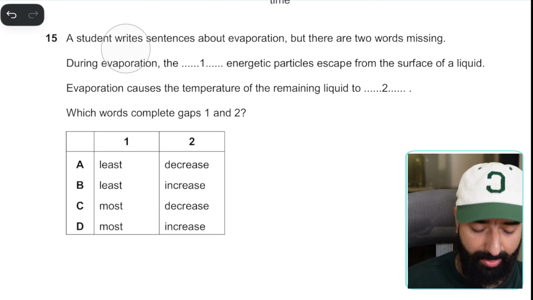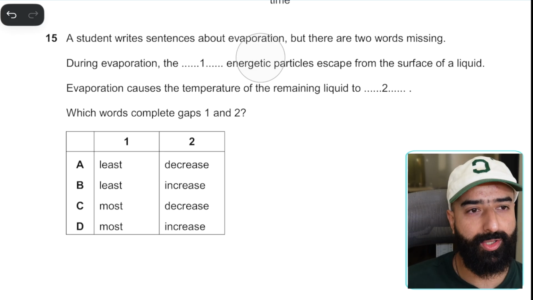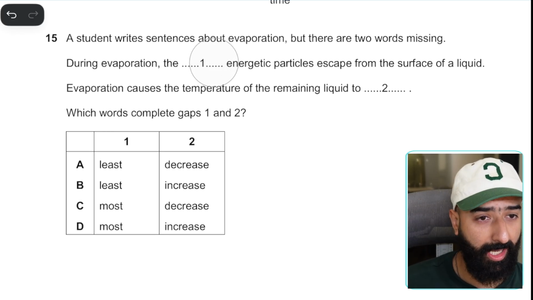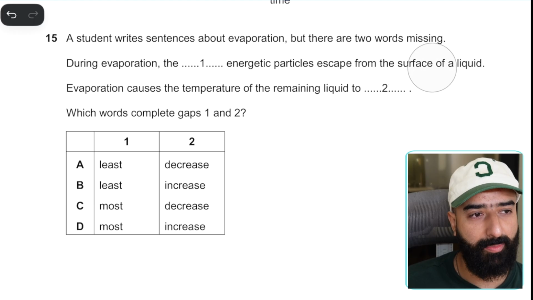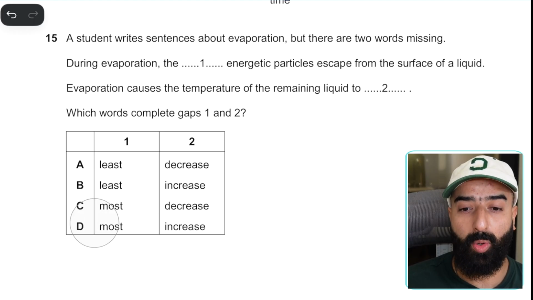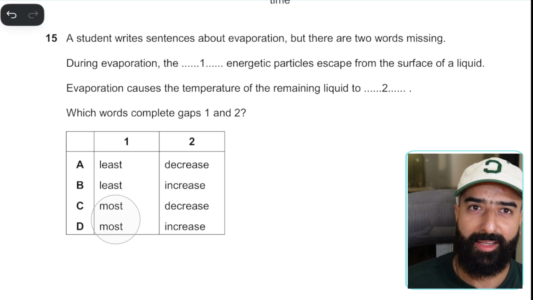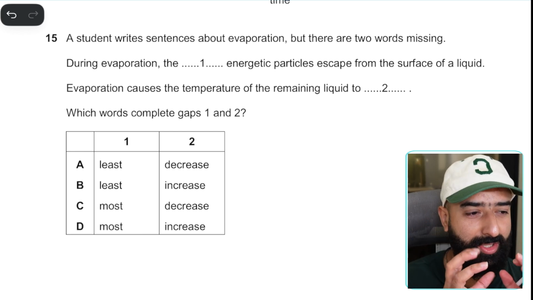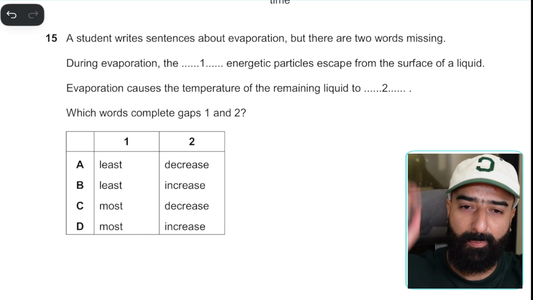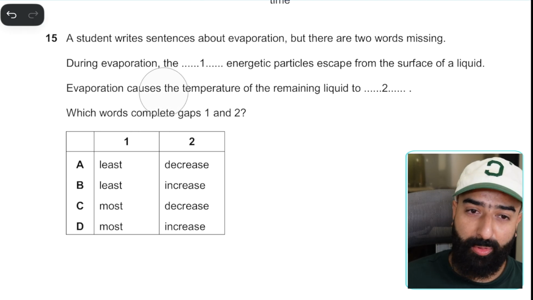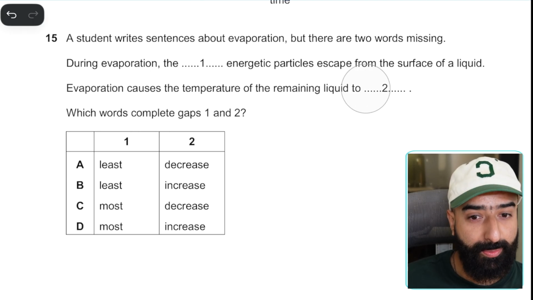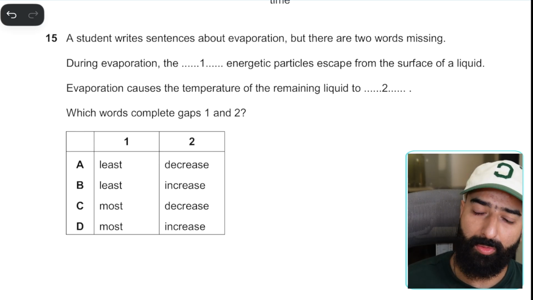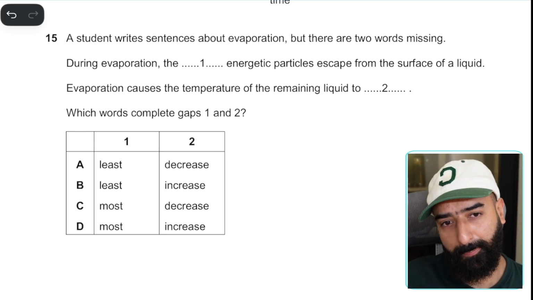Okay. A student writes sentences about evaporation, but there are two words missing. During evaporation, the dash energetic particles escape from the surface of a liquid. The most energetic particles, right? How come least energetic particles would leave? The ones that have the most energy are going to escape. Evaporation causes the temperature of the liquid to decrease, right? Evaporation causes cooling.